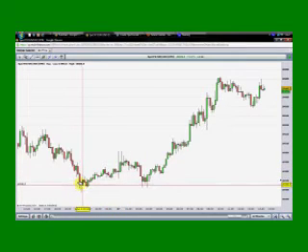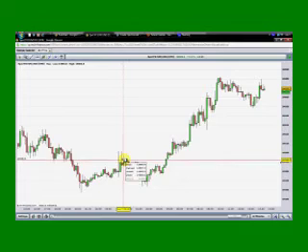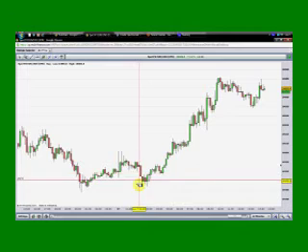Now the bulls take control here. The bulls take control and bring the price up here. Now the bears start again to take control to bring it down.